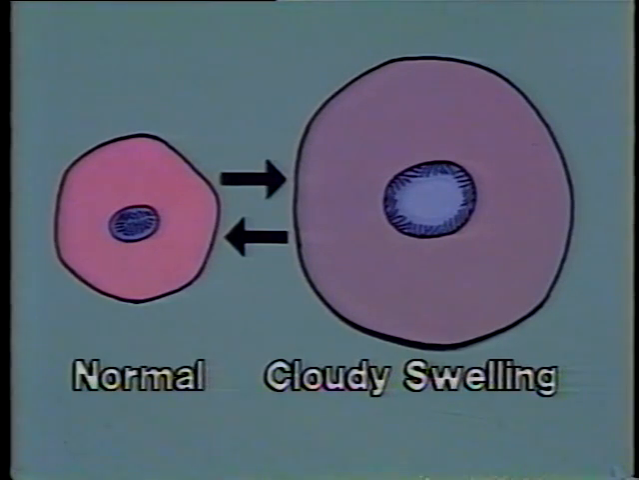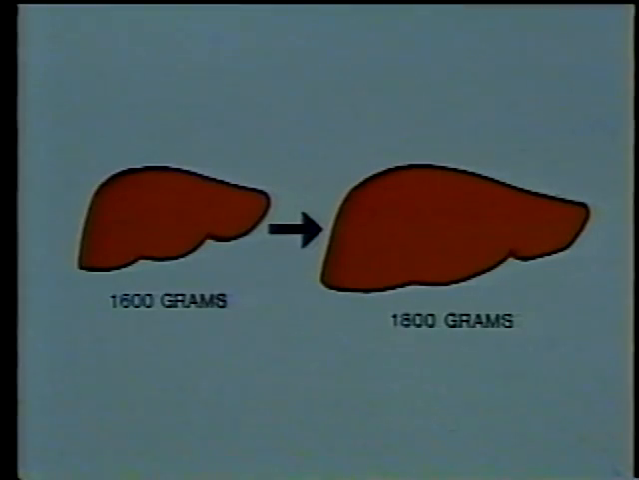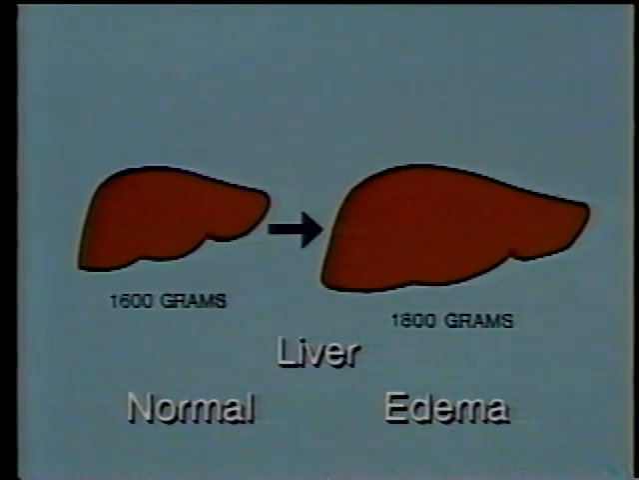Turning now to observations made with the light microscope, shown here diagrammatically, is the result of cellular imbibition of excess water. The cells become visibly enlarged and take on a slightly opaque appearance. This phenomenon is referred to as cloudy swelling or cellular edema. Not only are the individual cells distended, but the entire organ is larger due to the increased water content. Remember, this is a reflection of fluid accumulation or edema and should not be confused with hypertrophy or hyperplasia.